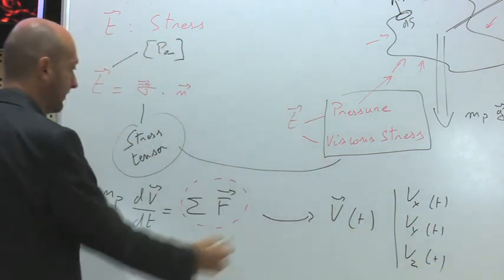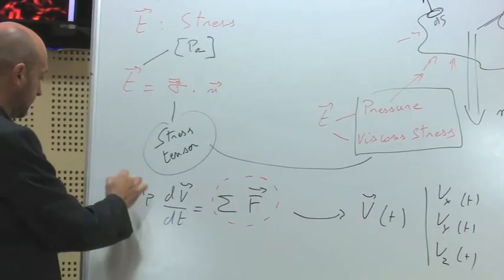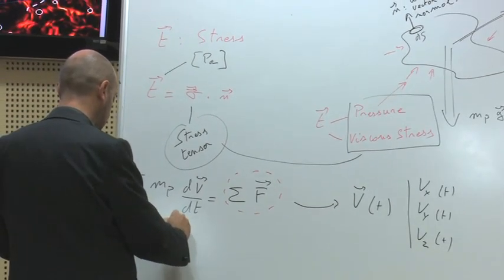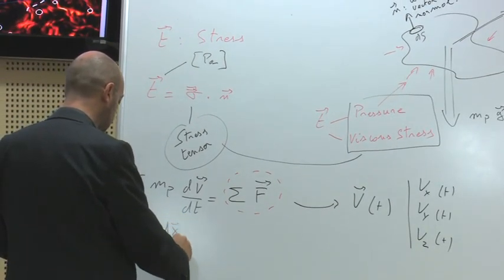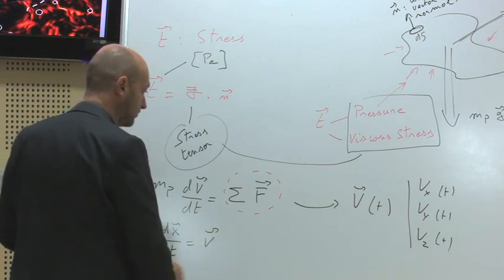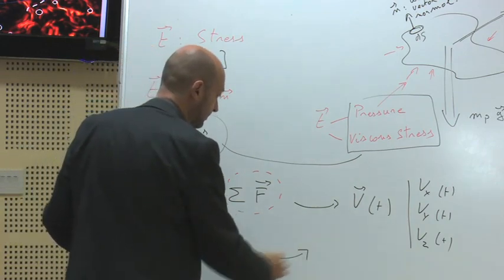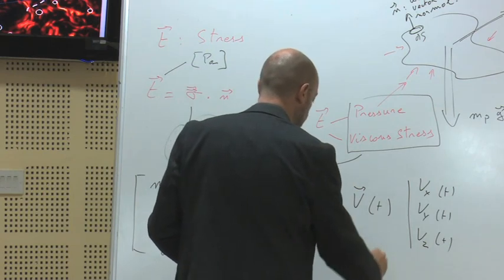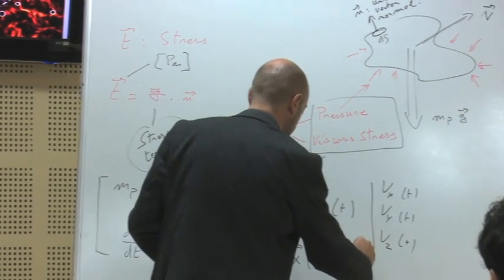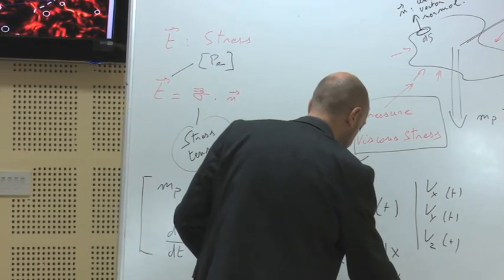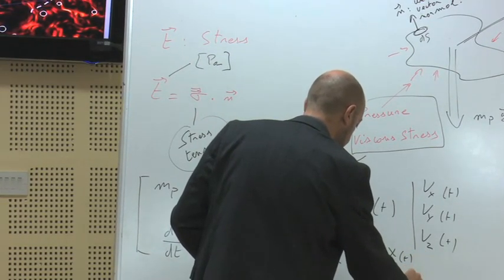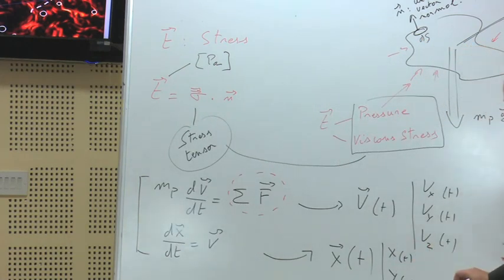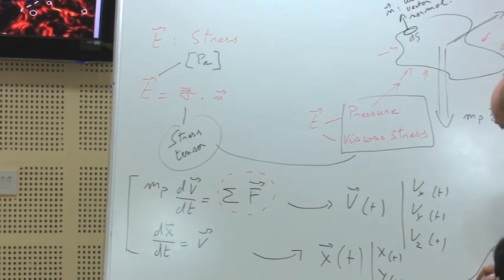Okay, and then you have another equation which is coupled to that one, which is dx by dt equal to v, and then if you do the integration, you will get x of t, which has also 3 components, x, y, z, function of t. Okay, and that will give you the trajectory.